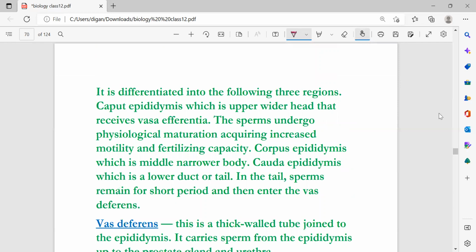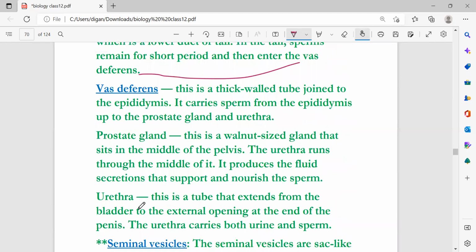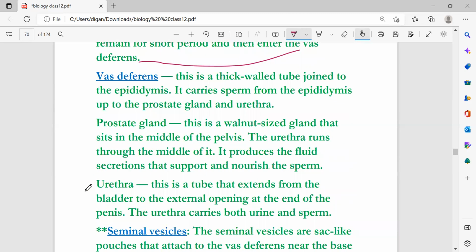The epididymis has the following three regions: the caput region, the upper wider portion. Then the sperm undergo physiological maturation in the corpus epididymis, which is the middle narrow body, and the cauda epididymis is the lower duct or tail. In the tail, sperm remain for a short period and then enter into the vas deferens. The vas deferens is a thick-walled tube joined to the epididymis. It carries the sperm from the epididymis up to the prostate gland and the urethra.